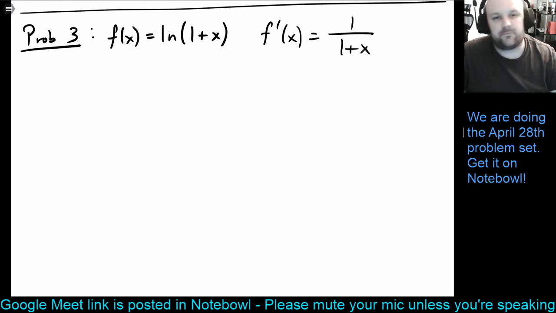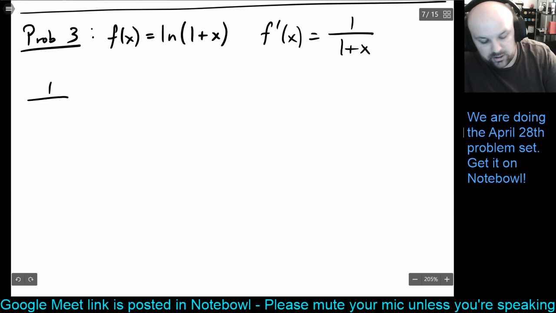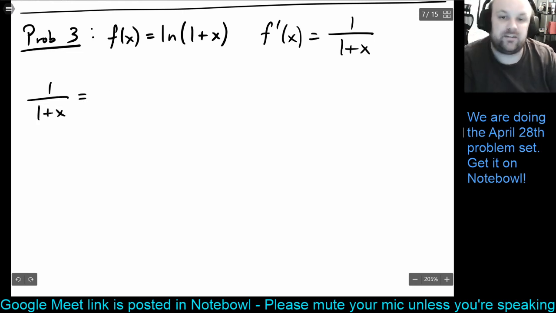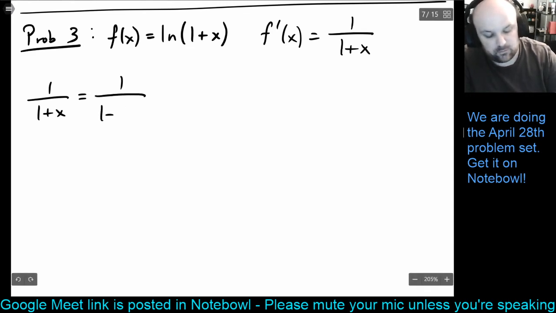Now there'll be a little bit of work involved, but it'll probably be less work than trying to do the Maclaurin series approach. So let's go ahead and do that. So 1 over 1 plus x. We just need to rewrite this a little bit. We're going to use that exact same trick from earlier. Get 1 over 1 minus negative x.